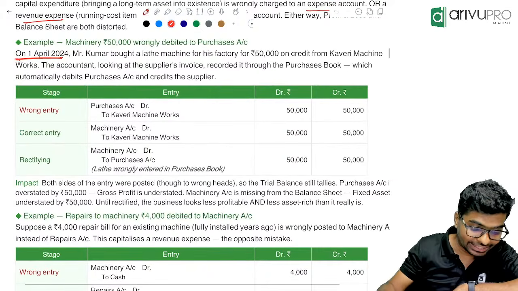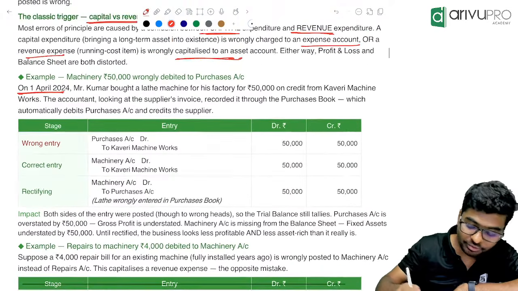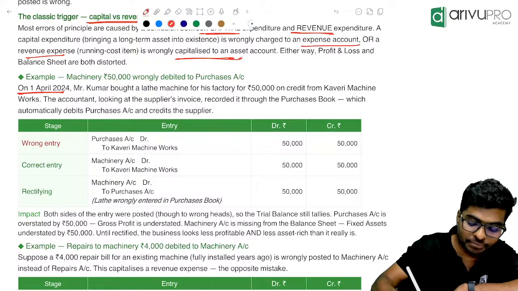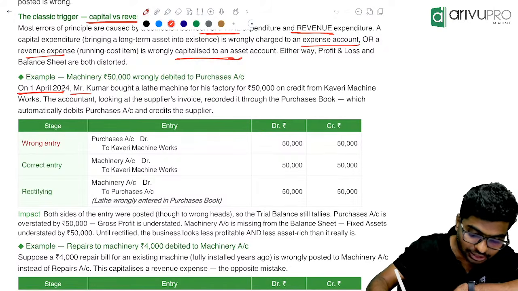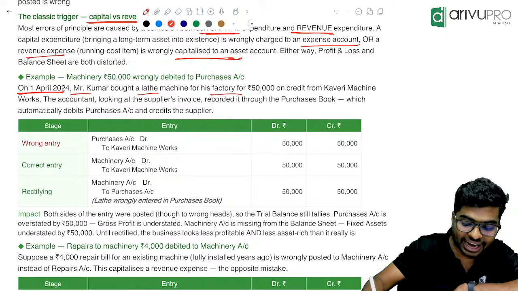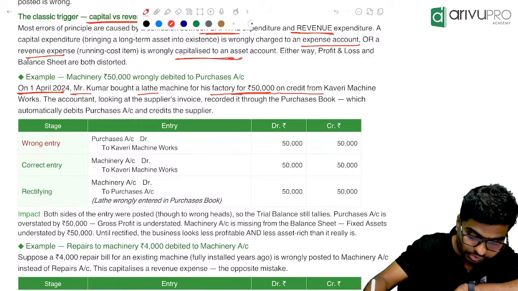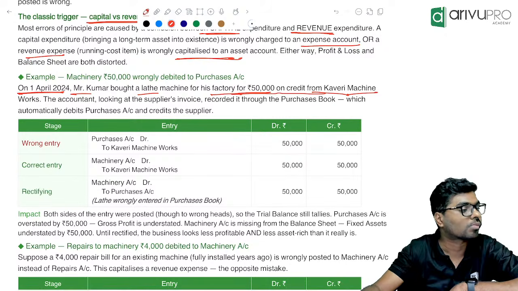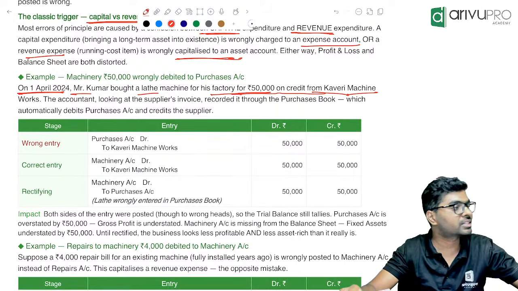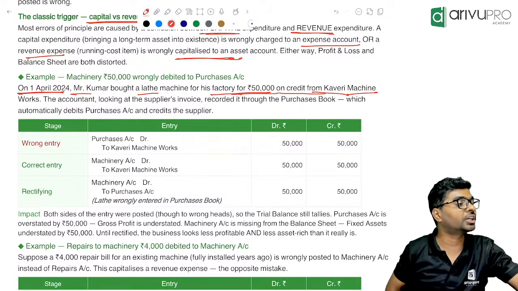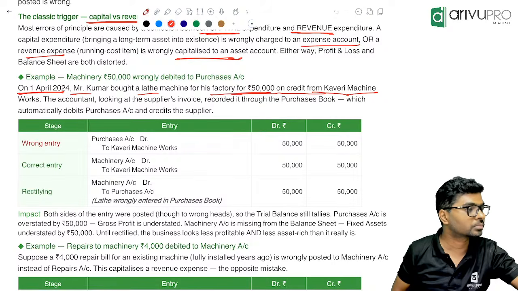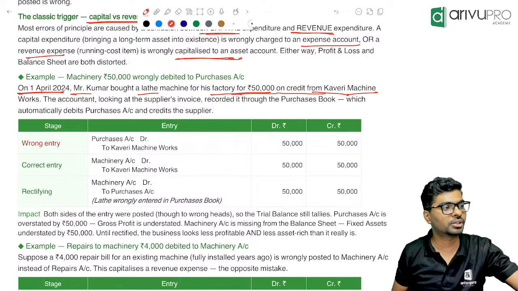I am writing, look into it: on 1st April, Mr. Arjun bought a latte machine for his factory, purchasing of a machinery. What is the correct entry? So everyone open your book.